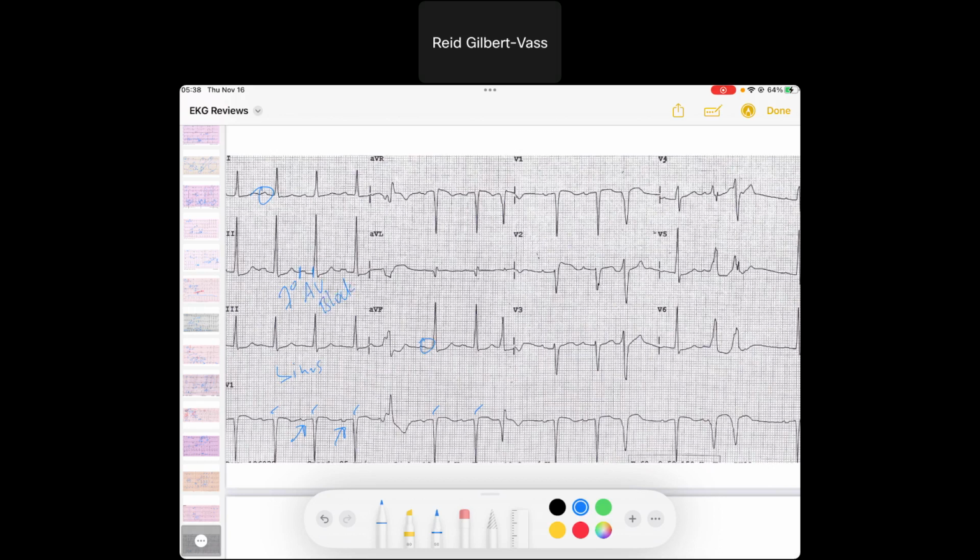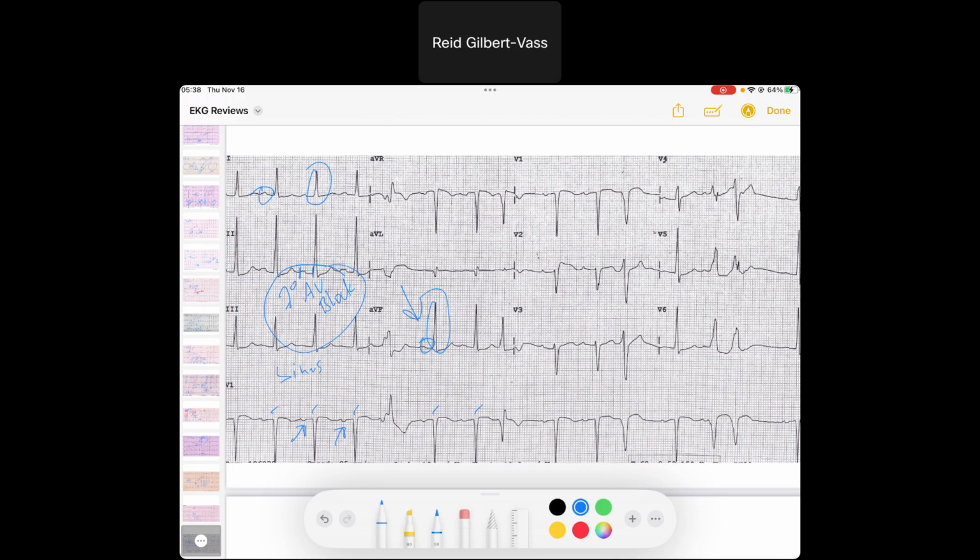Right, all of the P waves conduct QRSs. They're just a little long, so the first degree. QRSs are narrow. They're up in 1. They're up in AVF. It's a normal axis down to the left. So let's figure out what these beats are.